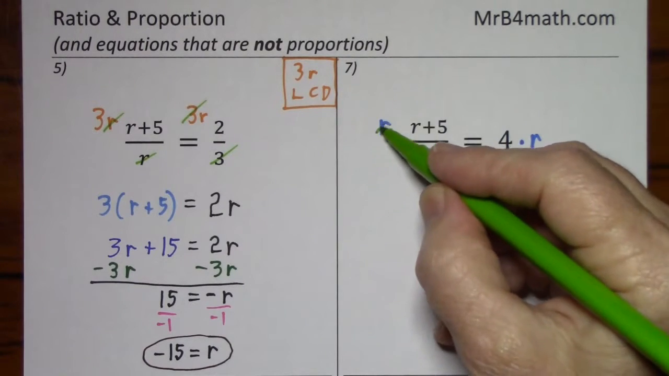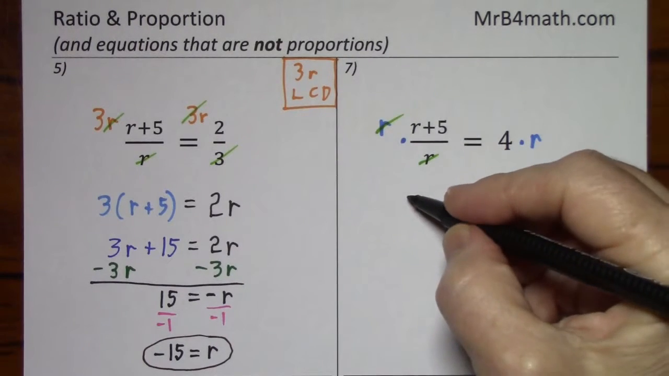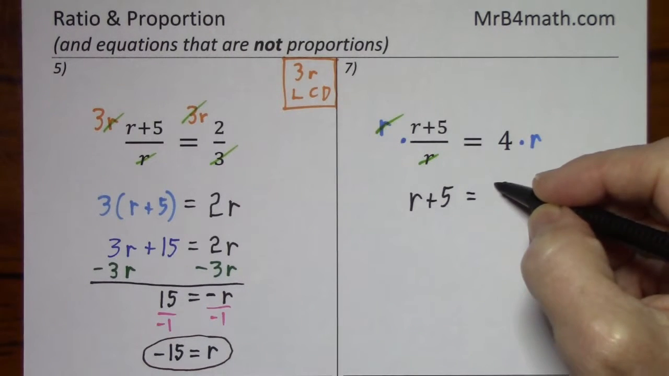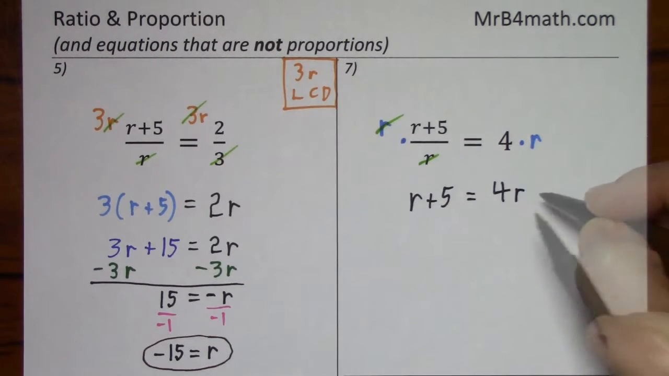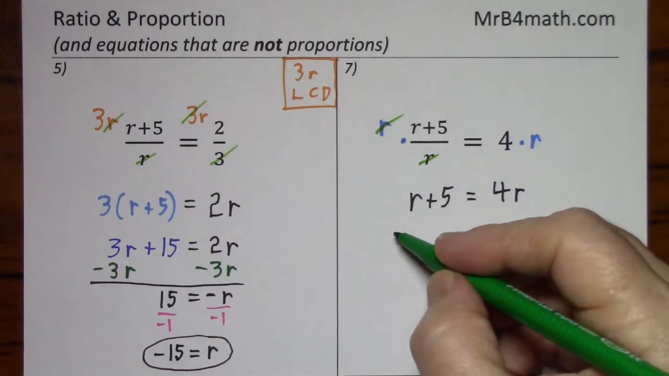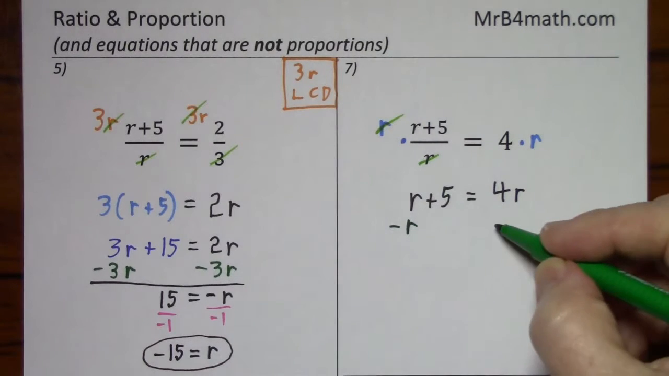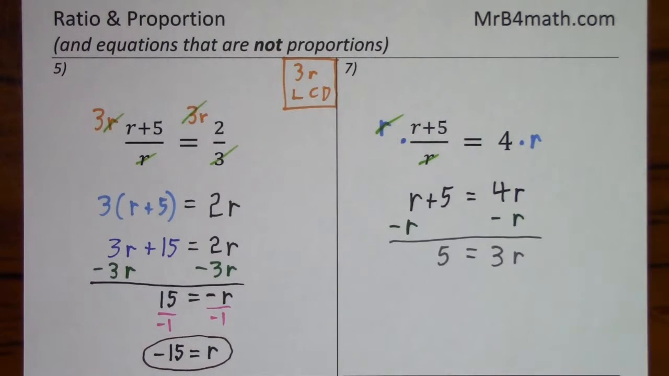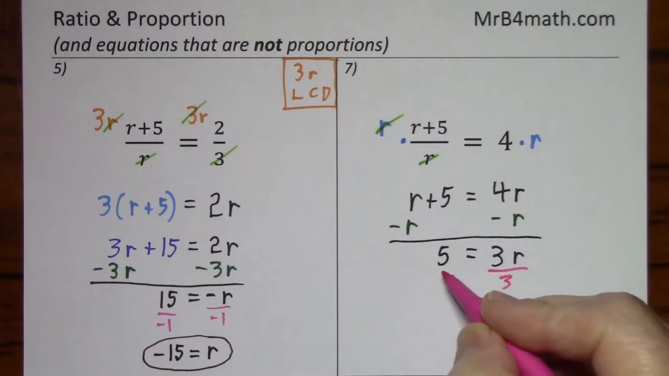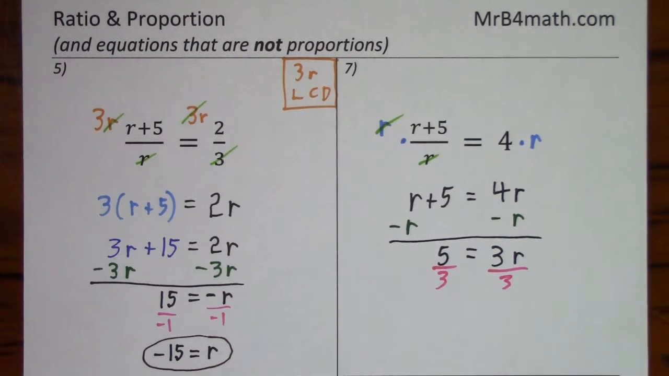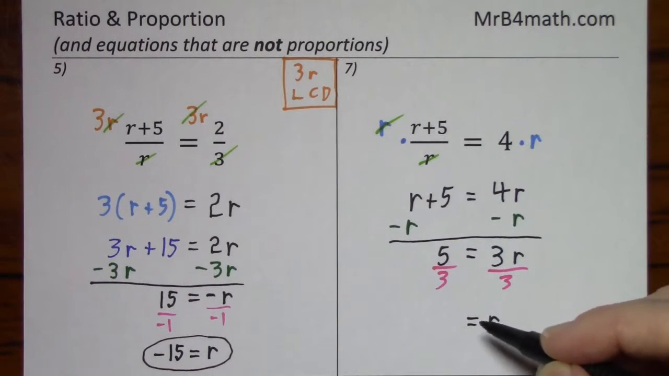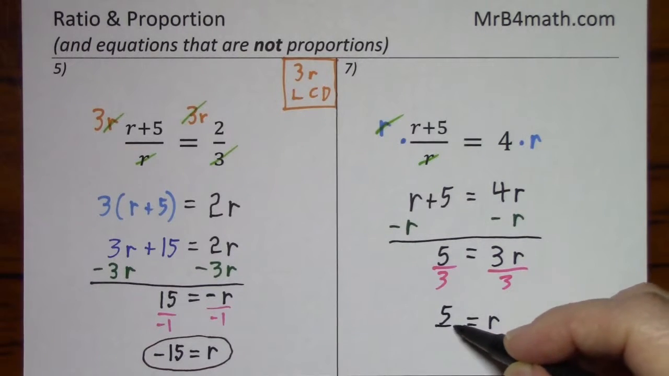So the r's cancel. This leaves us with 4·r, and usually we write this as 4r without the dot. So I'll simply get rid of this r. And now to get rid of the 3, we'll divide by 3 on each side. And here obviously the 3's cancel, so we're left with r is equal to 5/3.